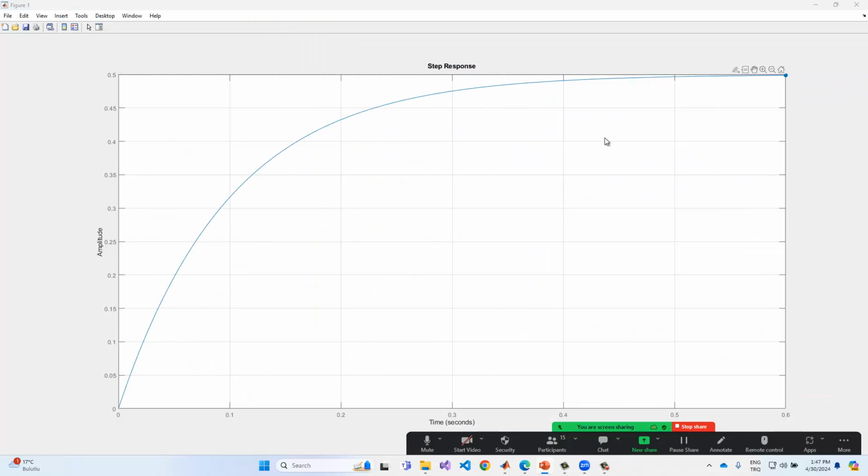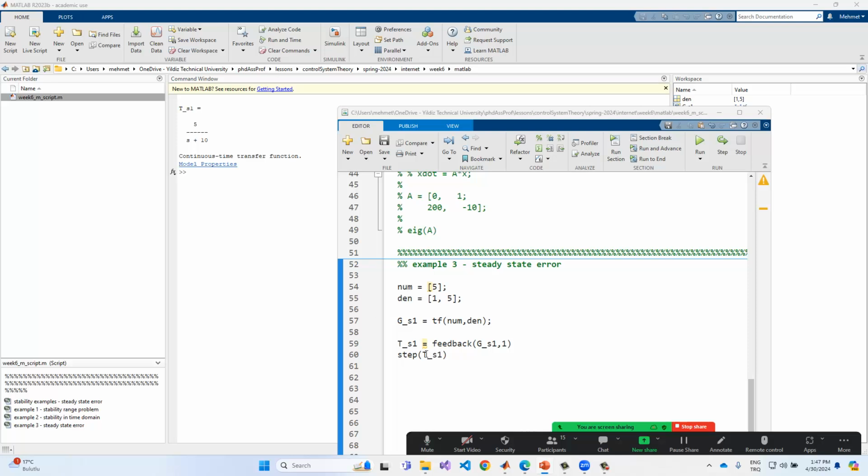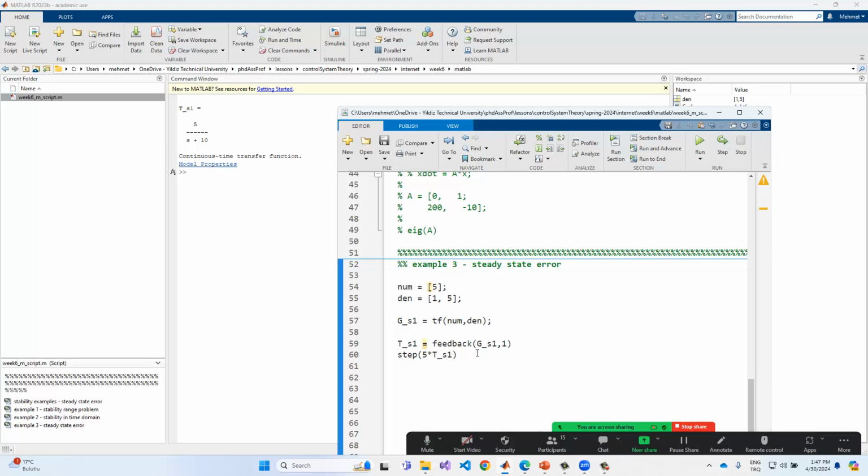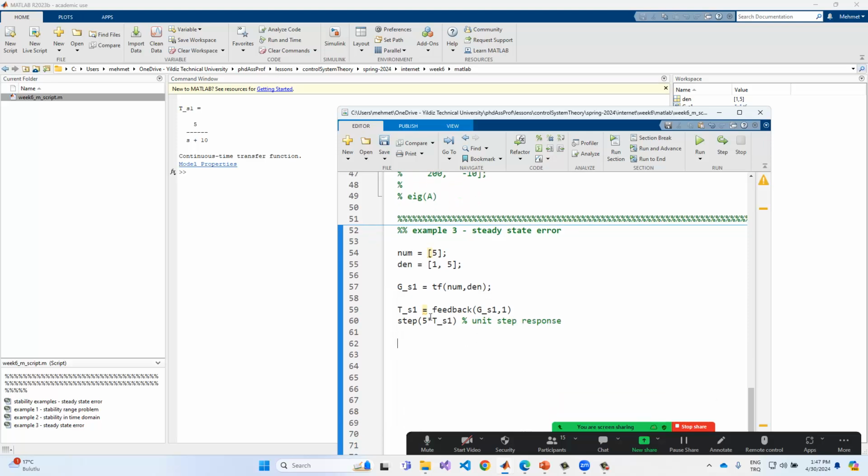Okay, and so how can we correct these terms in here just like this one? 5 times ts can be assigned in here. Okay, and so the steady state can be checked with the what? With this value 2.5. Okay, so this is the unit step signal, unit step response figure.